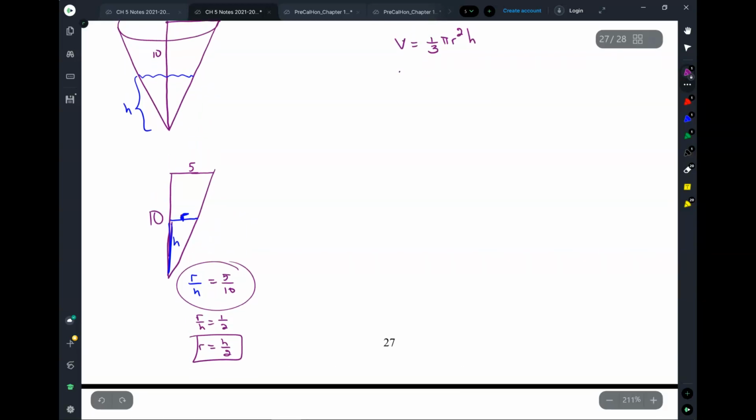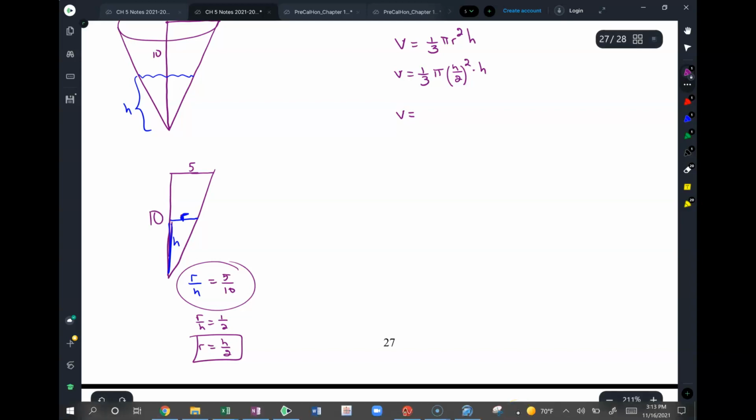So now V equals 1/3 pi (h over 2) squared times h. Don't you know r? Well, we know r for the whole thing, but not for the water. Right, the smaller triangle inside the triangle. That's correct. When you multiply all this out, it's pi over 12 h cubed.